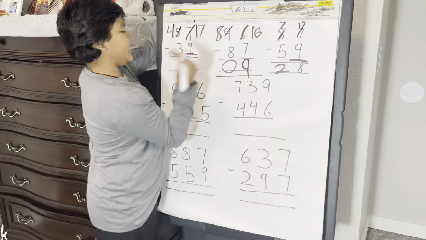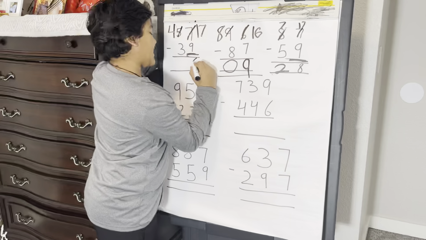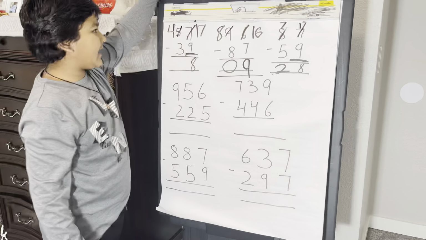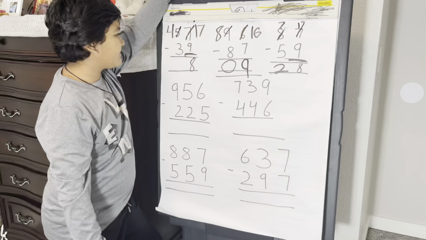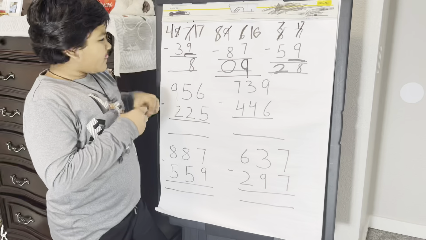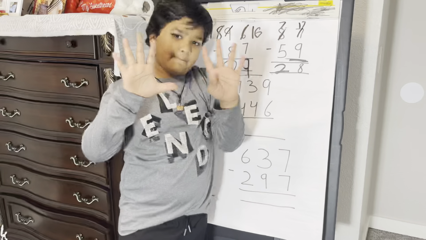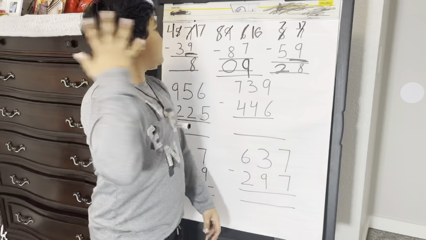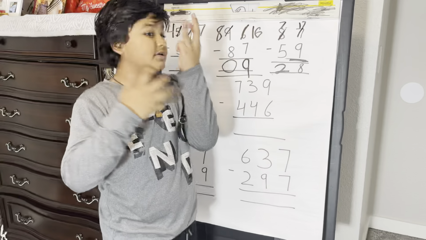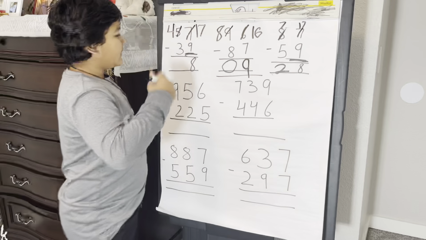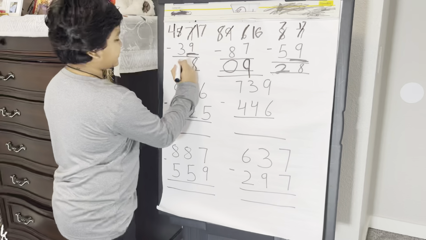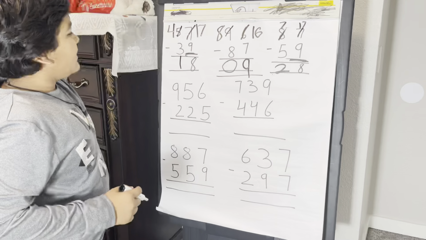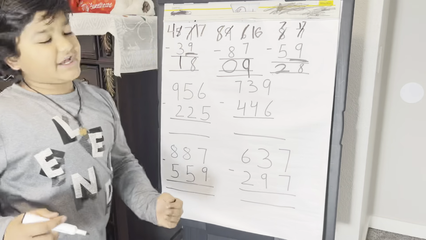And then 17 minus 9 equals 8. Yeah, 8. And how I did that, I used the same exact strategy, counting up from 9. 9, 10, 11, 12, 13, 14, 15, 16, 17. That would be 8. And now 4 minus 3 equals 1. So on your question, on 57 minus 39 equals 18.